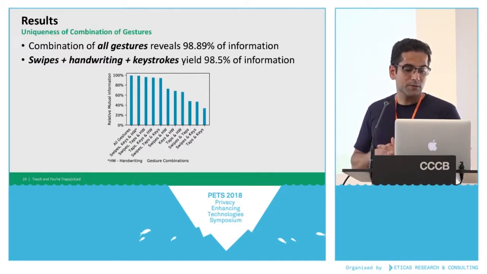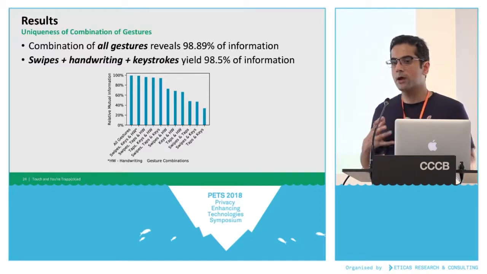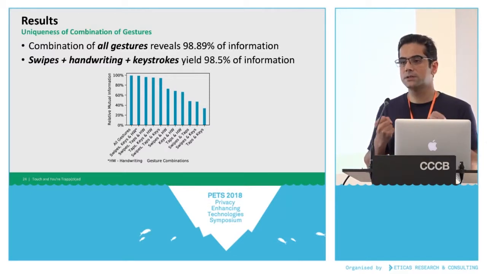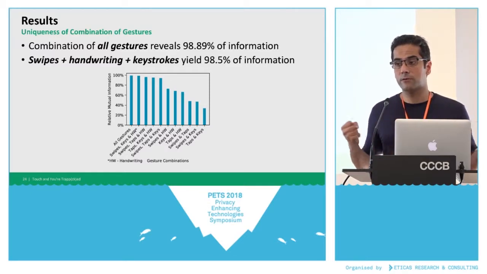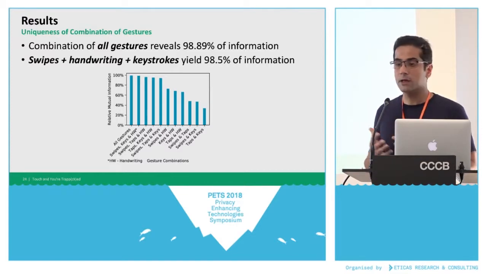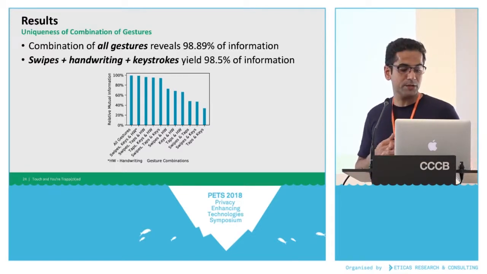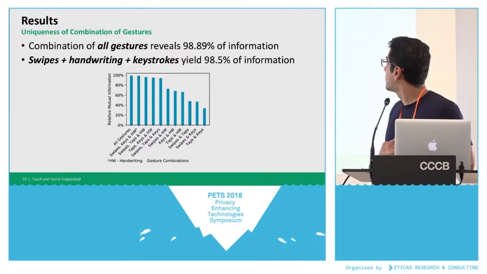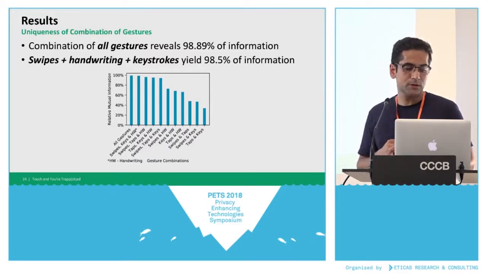Combining all the types of gestures together, if the tracking service is combining information collected from all different types of gestures, then it can reveal about 99% of information. And the most revealing combination was swipes, handwriting, and keystrokes.